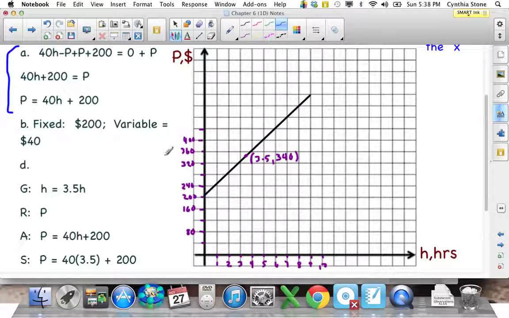And so when it comes to graphing it, when H is 0, I start at $200. And after that, you just go up by every hour, it goes up by 40, right? So I should have a point here. It's not a perfect graph, of course, as they typically are not. Point here, because every hour, the cost goes up by 40.